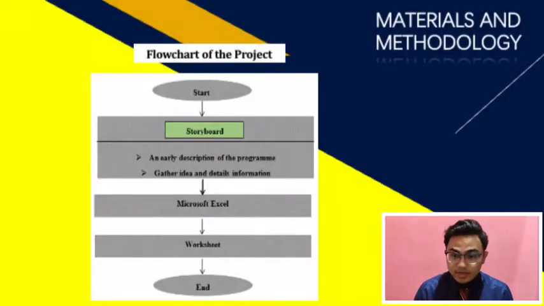Next, let me continue with the materials and methodology. In the materials and methodology, the first one we will see is the flowchart of the project. The flowchart begins with the start, and then the second stage is the storyboard. In this storyboard, it is an early description of this program, and it is also to gather ideas and detailed information for this program. Then the third stage is Microsoft Excel.